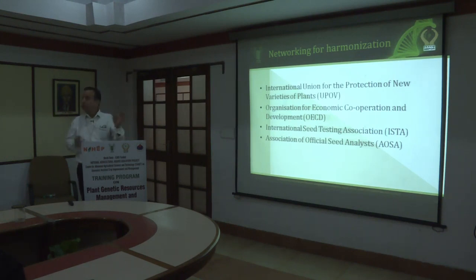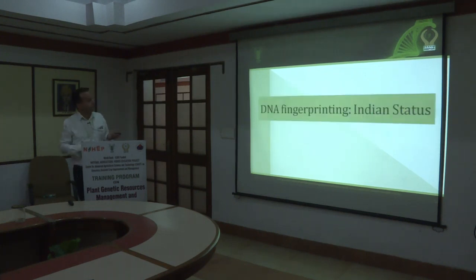But we don't have those unified protocols, unified markers in crops. You touch upon, for example, wheat. We have a different set of markers in India. Somebody else is using another set of markers. So we don't have any unanimity in the usage. So many of these associations now are coming together to harmonize these kinds of things.